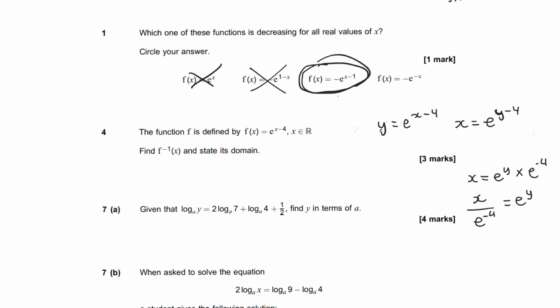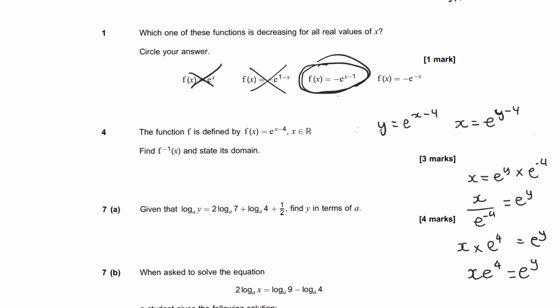And then, even before I get to using my logarithms, another way of writing e to the minus 4 is 1 over e to the 4. So that'll be x divided by 1 over e to the 4 is equal to e to the y. So then if you ever divide by a fraction, that's the same as multiplying, and then it being flipped around. So now I've got x e to the 4 is equal to e to the y.